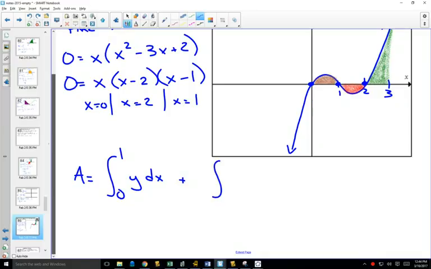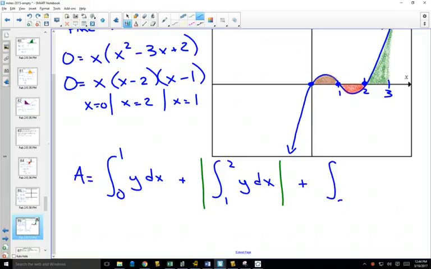Plus, we're going to need to do the area from 1 to 2 of y dx. But what do we know about that area? Well, we know that it's going to be negative. The way that I drew it, it does definitely look like it's going to be the same, but it doesn't have to be. And then from 2 to 3, that's going to be another positive area. So our sketch tells us which parts were positive, which parts were negative.